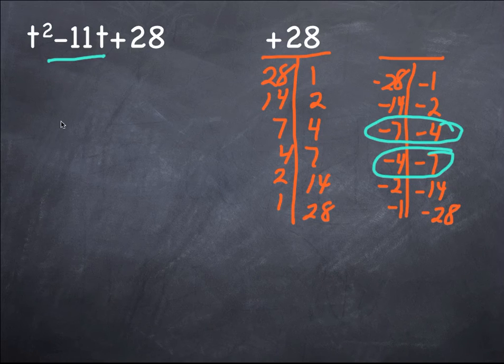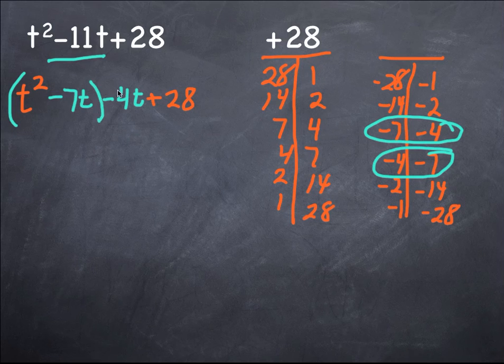We now rewrite an equivalent expression of t squared minus 7t minus 4t plus 28. Now let's group together t squared minus 7t. Now a minus 4t is the same as a plus a negative 4t. We can then group the negative 4t and the positive 28 together.